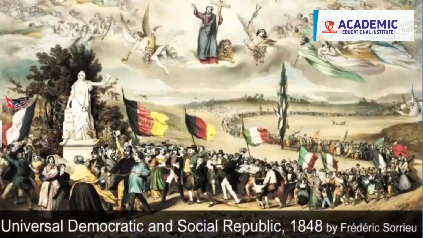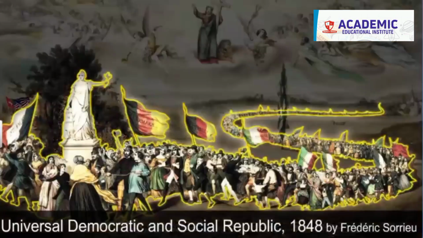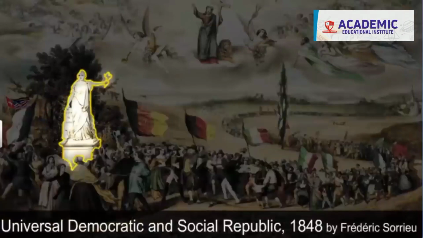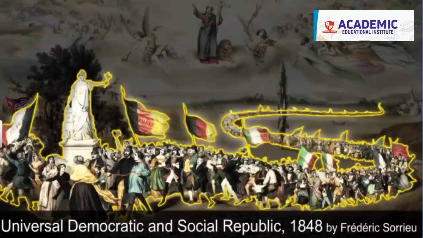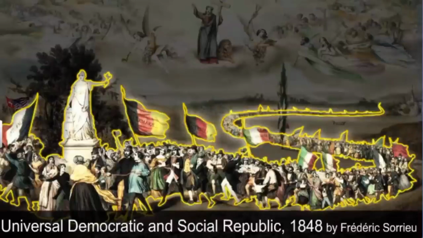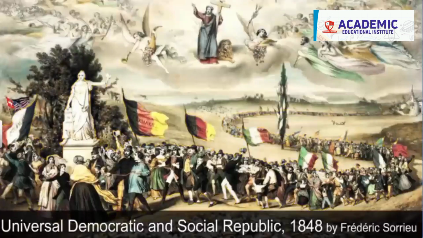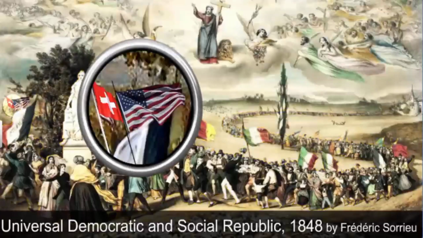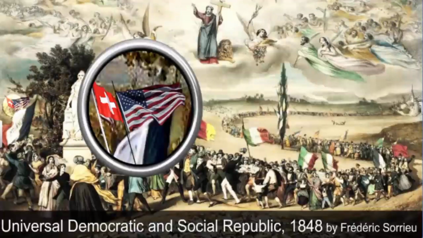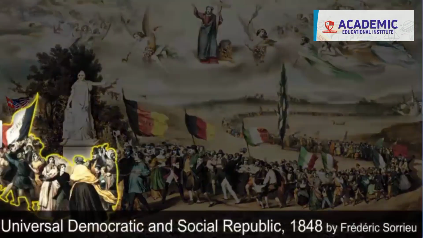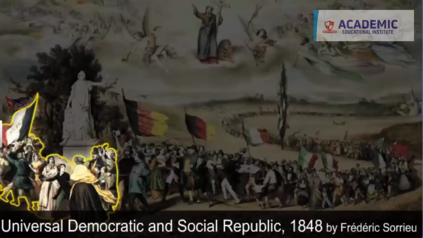If you look carefully, Seurat shows people from different countries and all walks of life marching towards the Statue of Liberty, each of them wearing their national costume and carrying revolutionary flags. The countries leading the procession are the United States and Switzerland. They are followed by the French people, carrying the revolutionary tricolour.